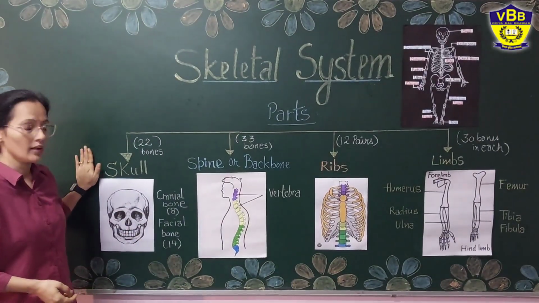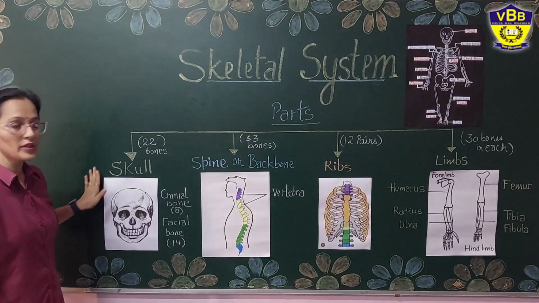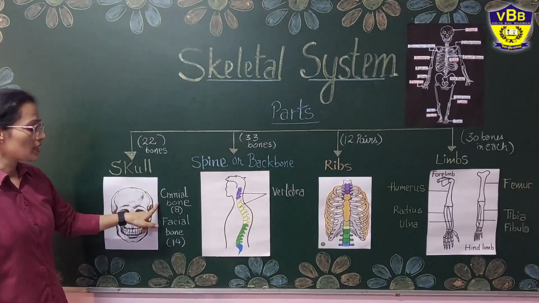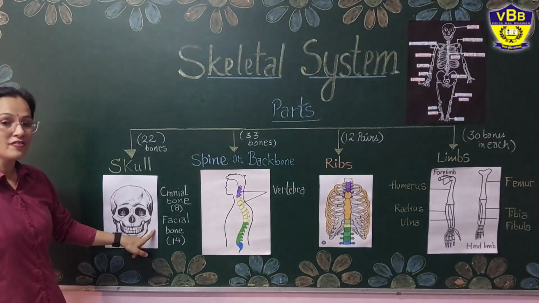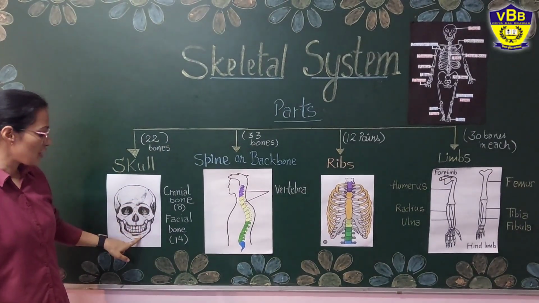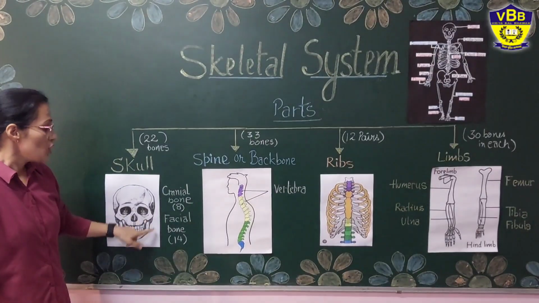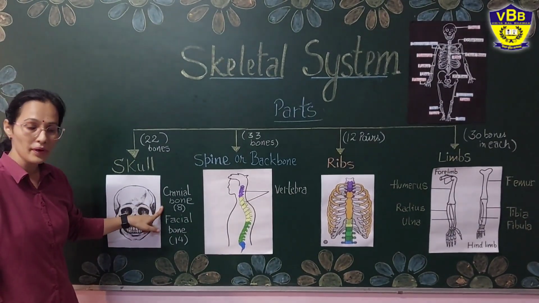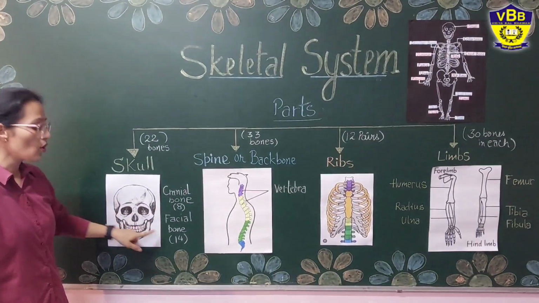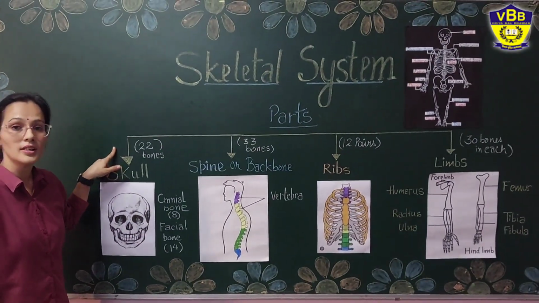First of all, skull. It is the uppermost part of our body which is composed of 2 types of bone. First one is the cranial bone and second one is the facial bone. Cranial bones are the flat bones and the facial bones are irregular and round in shape. So cranial bones are 8 in number and the facial bones are 14 in number. Total there are 22 bones in our skull.